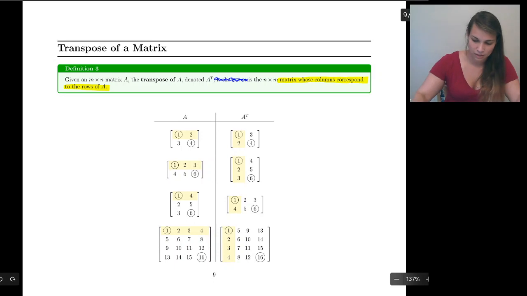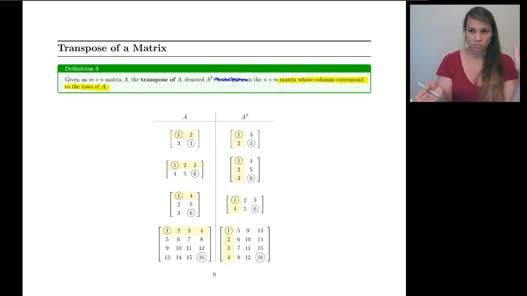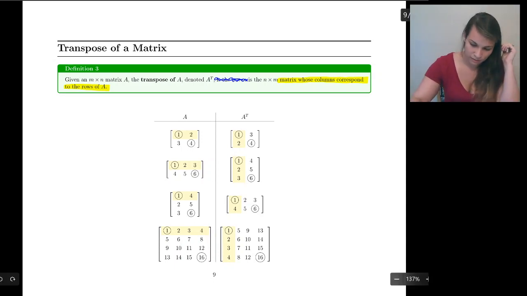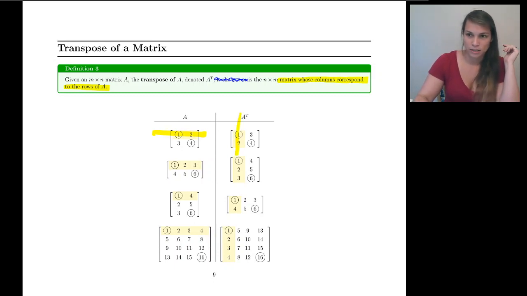What's with the circled things, Gracie? Why did you circle them? The upper left and the lower right always stay in the same spot. They're never going to move, ever. Because, for instance, this row becomes the first column. So the first row is now the first column. That means the first entry doesn't switch locations.